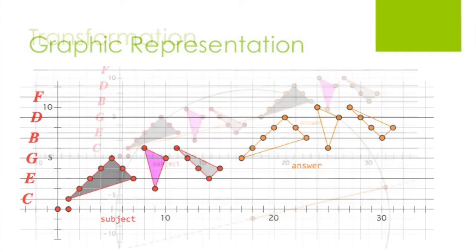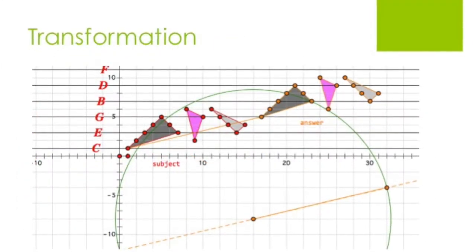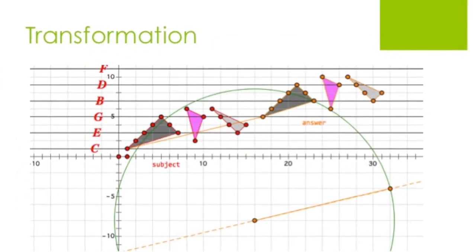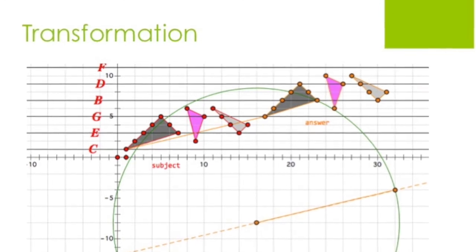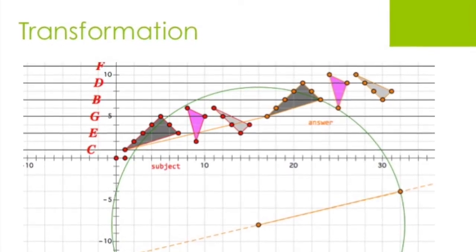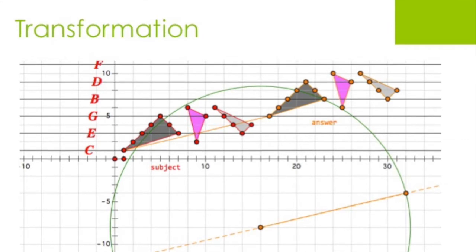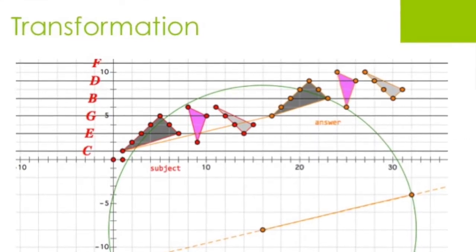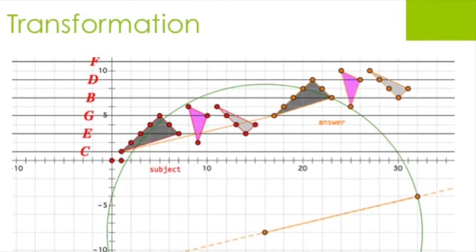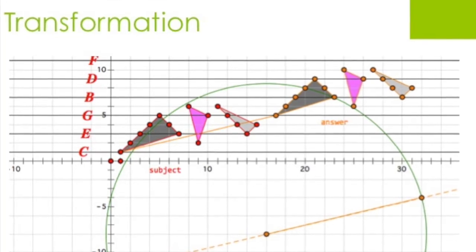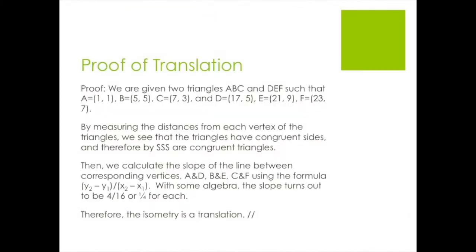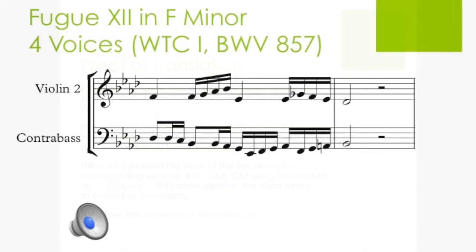So here I used Sketchpad to find the translation vector between the sets of triangles, and it turns out once I found it and told Sketchpad to translate the subject's triangles by this vector, they fit perfectly into the answer's triangles, which is a pretty cool way to see a basic transformation that exists in music. Here is the proof of the translation if you'd like to pause and read over it, but for now I'll move on to another example.